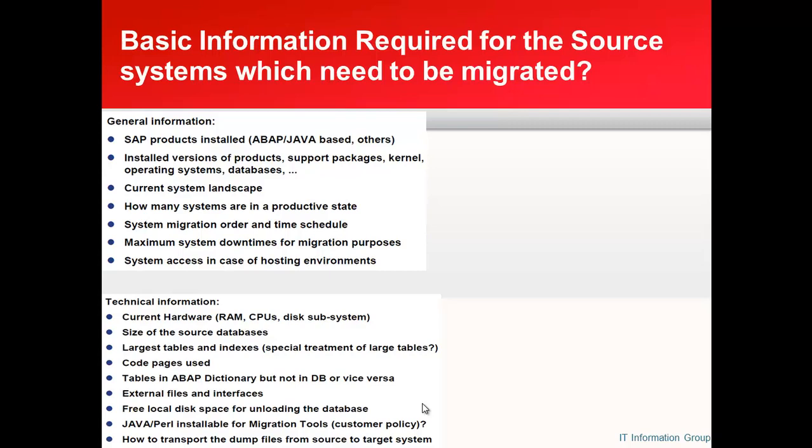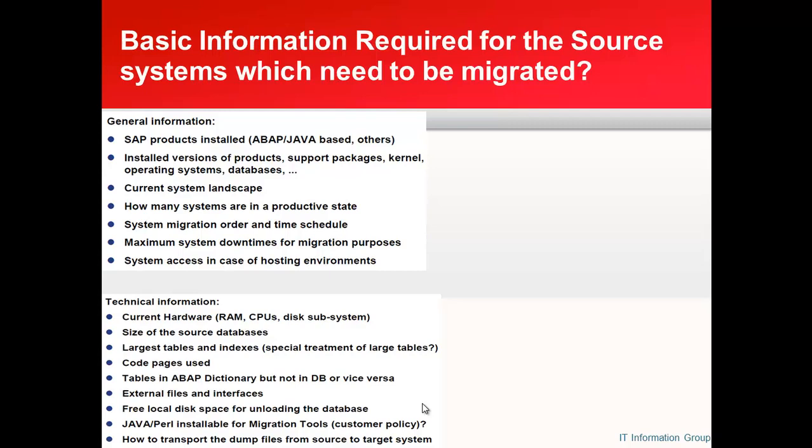Current system landscape, we need to draw down the existing landscape so that after migration we have the similar landscape. Okay, then how many systems are in productive state? System migration order and schedule. So basically we need to list down what is going to be the schedule for the migration. So accordingly we need to plan the resources, accordingly we need to organize the order as well, that is in which order what systems we are going to migrate.